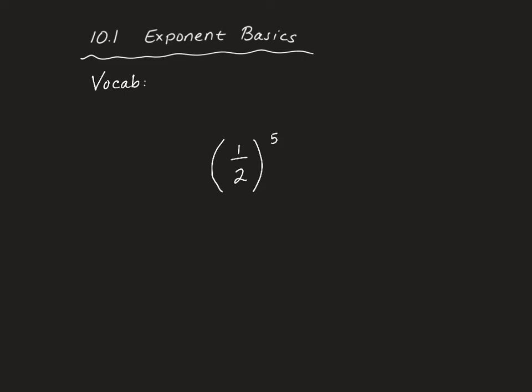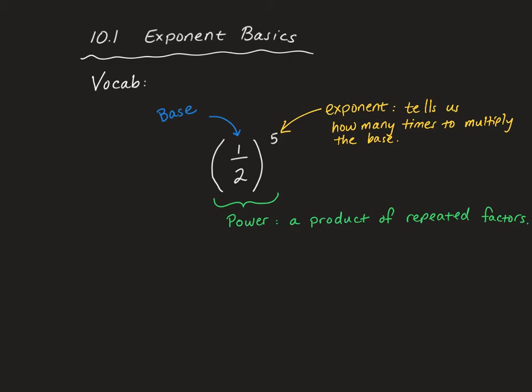First, some vocabulary. This expression, 1/2 raised to the power of 5, is called a power because it's a product of repeated factors. The base of the power is the part that gets multiplied several times. And the exponent is the part that tells us how many times to multiply that base. So in this case, our base is 1/2 and our exponent is 5.